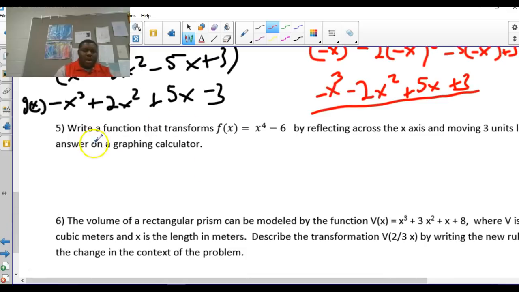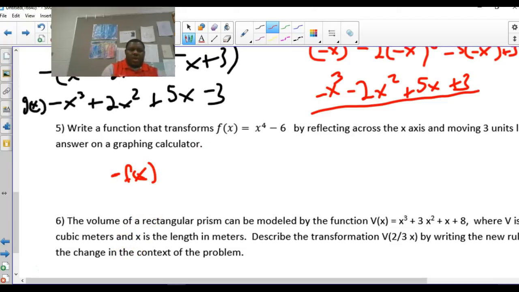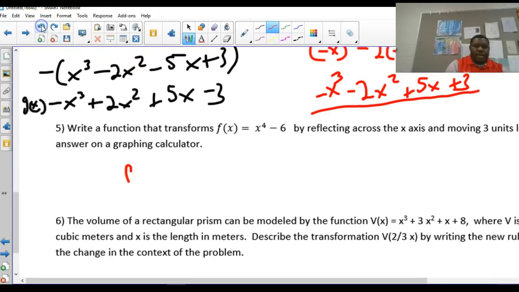Now this one: write a function that transforms this f of x by reflecting it across the x-axis and moving it 3 units to the left. So the first thing I wanted to point out is this. We have to take this whole function f of x, reflect it across the x-axis, and move it 3 units to the left. I think the best way to remember this is you take f of x, and you have to have a negative f of x.